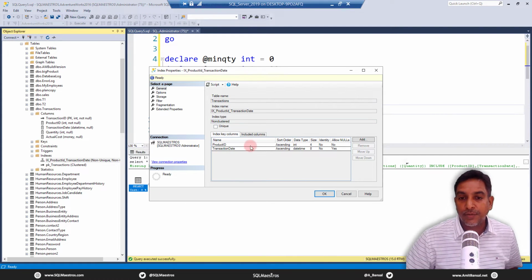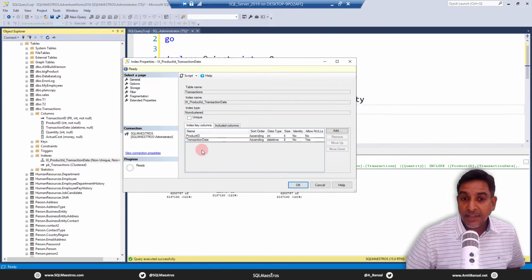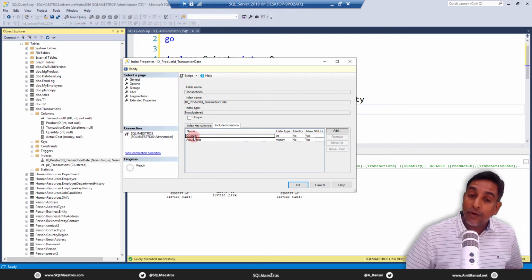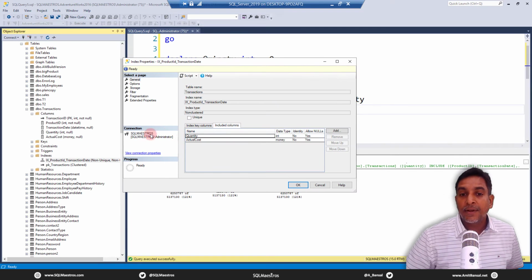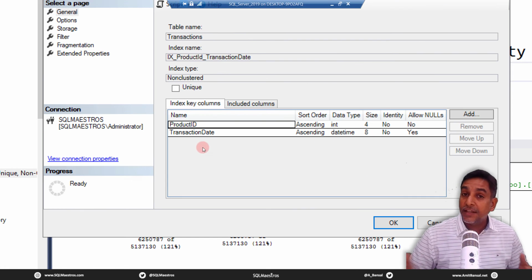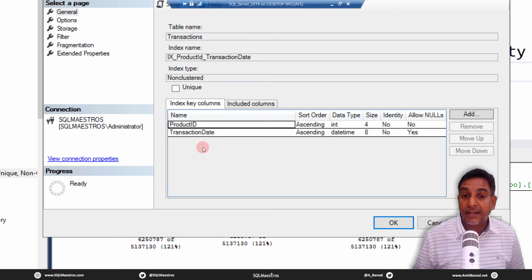Let's jump over to the properties window again. My index key columns are product ID and transaction date, and I was thinking if I can bring over the quantity from the included columns and add it to the index key, but this is not going to solve the purpose. Why? Because if I add quantity after transaction date, my index key is going to become even wider, product ID, transaction date, quantity. Data is still going to be sorted by product ID, transaction date, and quantity. But I need the data to be pre-sorted by quantity.